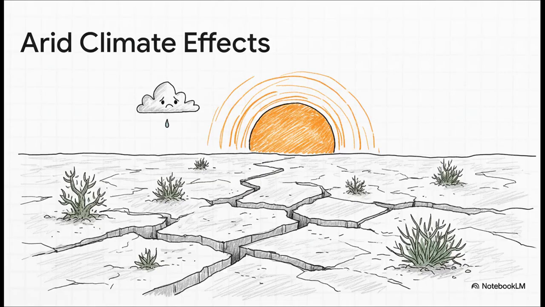So because of this very low rainfall, we say the desert has an arid climate. Arid just means very, very dry. And what happens when there's very little water? Well, you get very little vegetation. You won't find big forests or green fields here. It's just too dry. Only the toughest plants, like thorny bushes, can manage to survive.